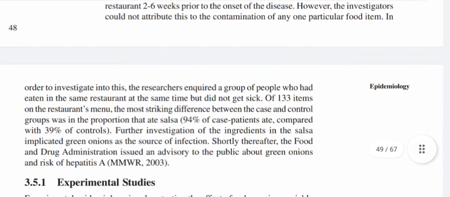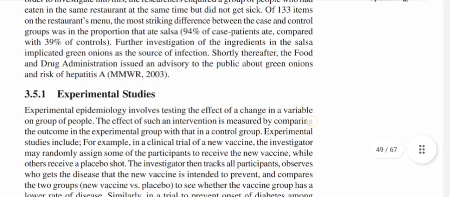In order to investigate this, the researchers enquired of a group of people who had eaten in the same restaurant at the same time but did not get sick. Of 133 items on the restaurant's menu, the most striking difference between the case and control groups was in the proportion that ate salsa. 94% of case patients ate it compared with 39% of controls. Further investigation of the ingredients in the salsa implicated green onions as the source of infection. Shortly thereafter, the Food and Drug Administration issued an advisory to the public about green onions and risk of hepatitis A. MMWR 2003. Experimental studies.